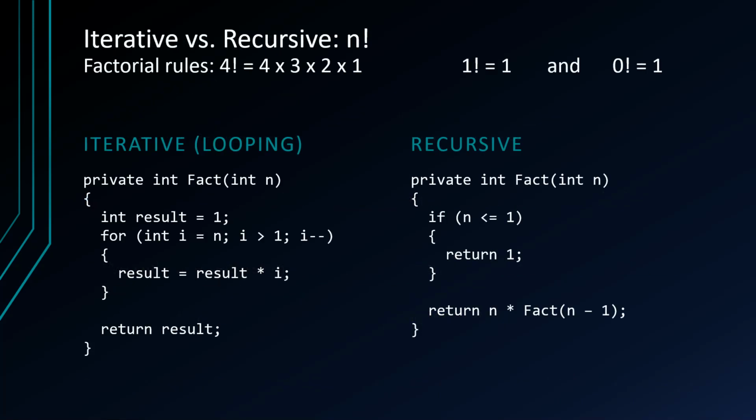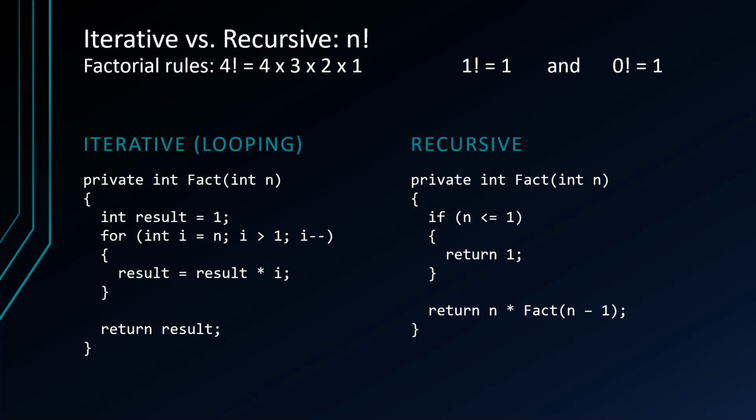So let's compare some iterative versus recursive. Now, if you don't know this term, it's the mathematical term factorial, n factorial. Factorial is basically whatever the value n is, multiply it until you get down to 1. So if you have 4 factorial, that's 4 times 3 times 2 times 1, which is 4 times 3, which is 12, times 2 is 24, times 1 is still 24. So that's what n factorial means.